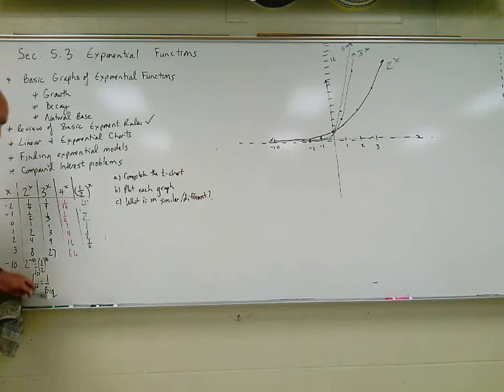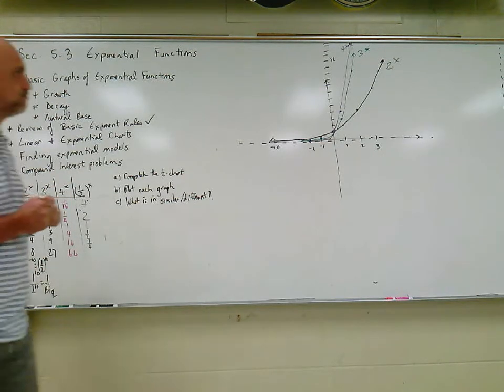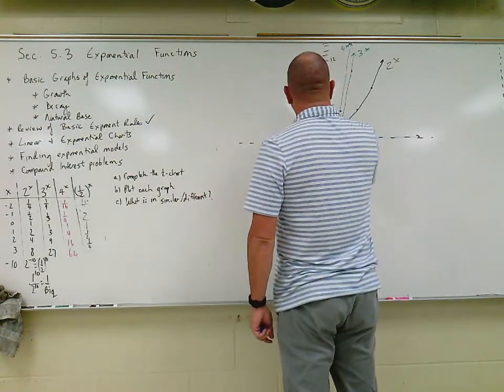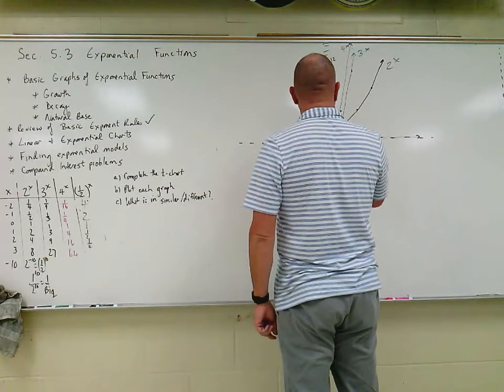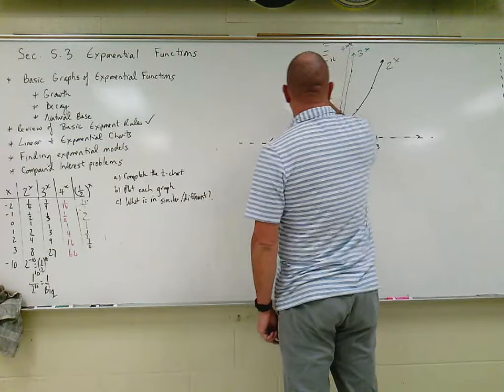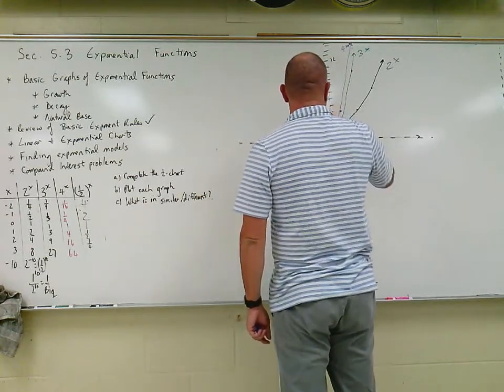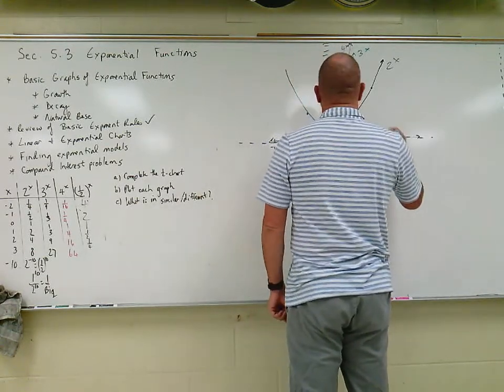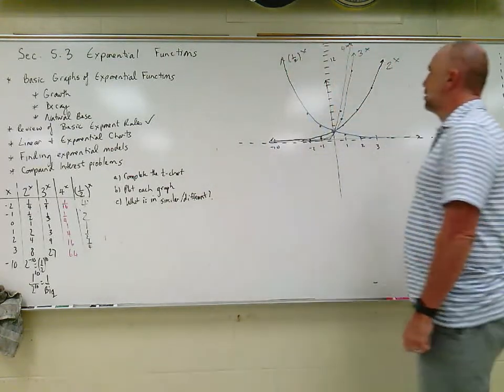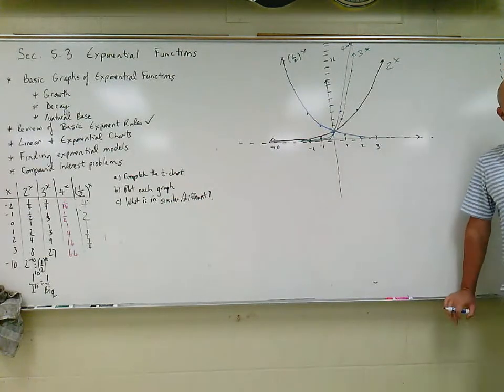Okay. Now what's happening with the points or the y's? What are they doing now? Decreasing. So let's see, -2, 4; -1, 2; 0, 1; 1, 1/2; 2, 1/4. I'm going to just stop there. So it's doing something like this. And that is 1/2 to the x. Okay. So what is different with 1/2 to the x and the other ones?